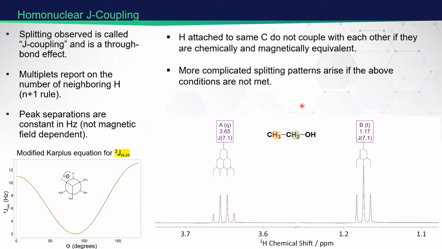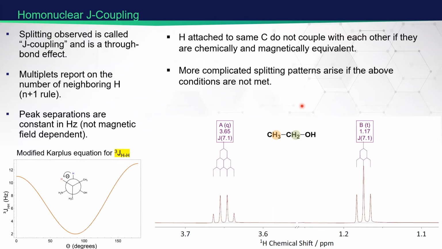So that splitting we saw is called J coupling, and it's basically this proton-proton coupling, or the coupling that we're seeing here between protons, transmitted through bonds. I'll spare the details on the origins of that, but these splittings also report on the number of neighboring protons by this N plus one rule. And the peak separation, this coupling in Hertz, is not magnetic field dependent too. And so as we move to different fields, this will remain a constant.